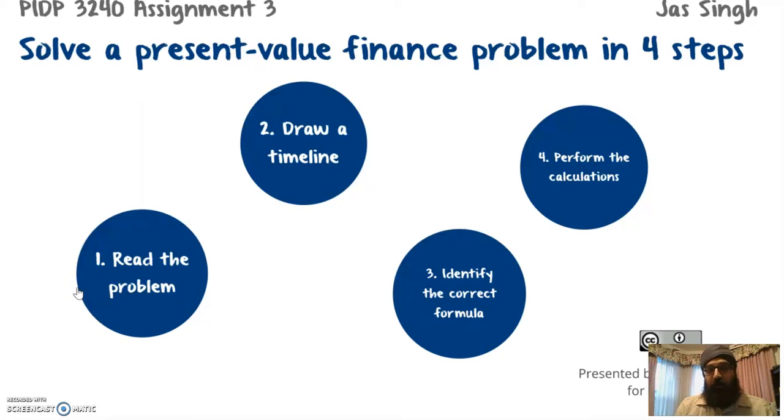What I've done here today is create a Prezi presentation, and I'll be using this technology to illustrate how we can solve a present value finance problem in 4 steps. I believe that this is an important concept which I stress to my finance students.